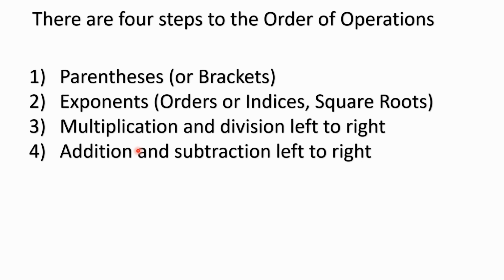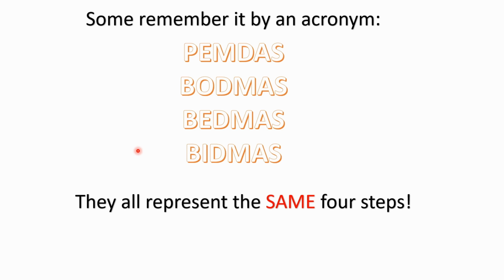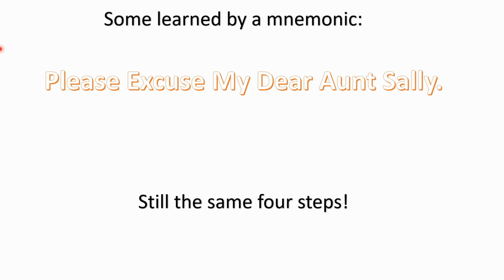Well, there are the four steps that I mentioned before: parentheses, or brackets if you're looking at BIDMAS, then exponents, which you may also refer to as orders or indices. Things like square roots and factorials also figure in on step number 2, anything that's shorthand for repeated multiplication. Step number 3, your multiplication and division are solved left to right. And then addition and subtraction, left to right. Some remember it by the acronym PEMDAS, BODMAS, BEDMAS, BIDMAS, it doesn't really matter. They all represent the same four steps.